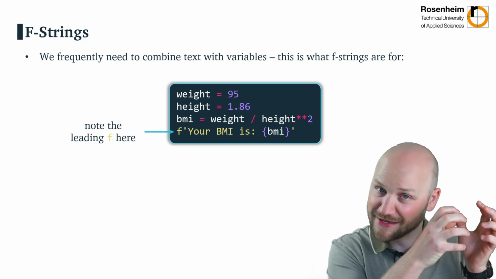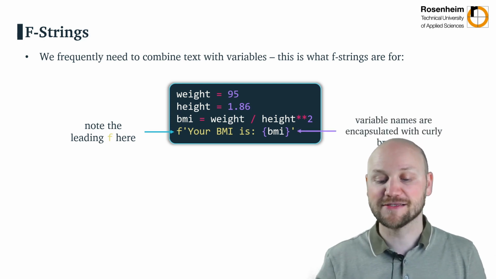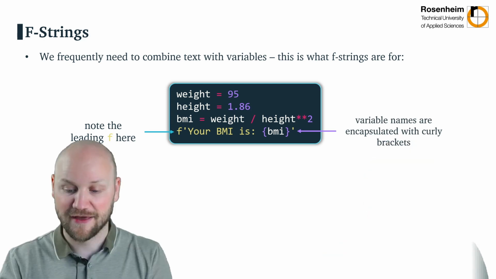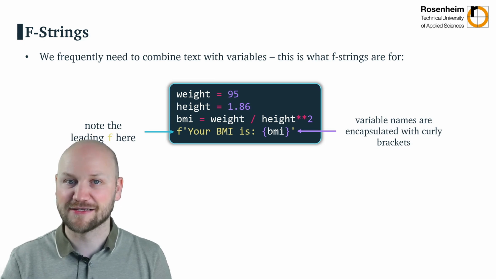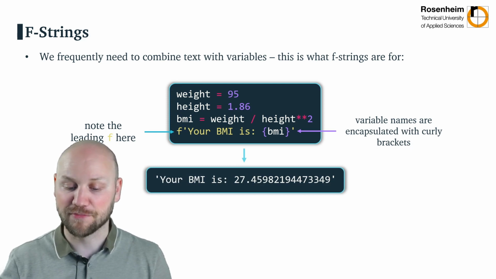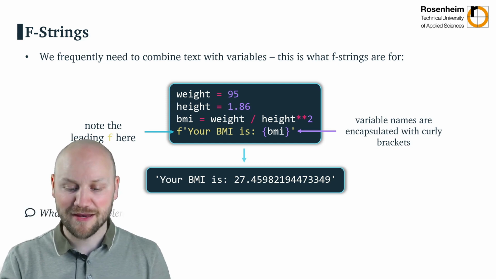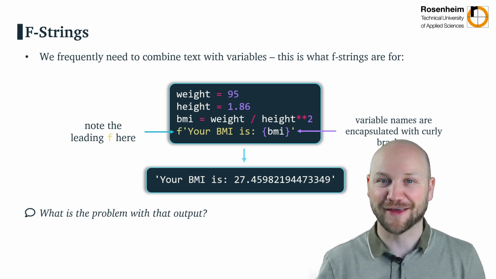The syntax is starting with the f, then the string, and then we see that the curly brackets are now not interpreted as text. So we have the curly brackets where a variable is specified, and then we come to the output that is as follows. Your BMI is, and then the variable, and as you can see, there are many digits after the decimal point. So this is a great problem with that output that we want to change in the following.